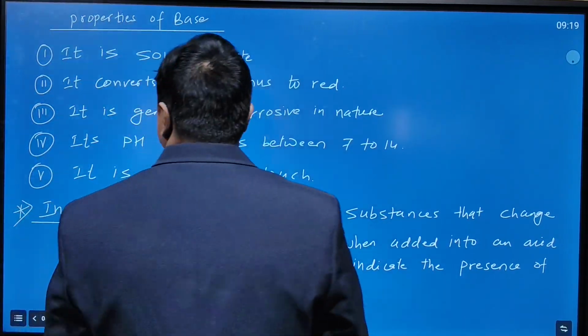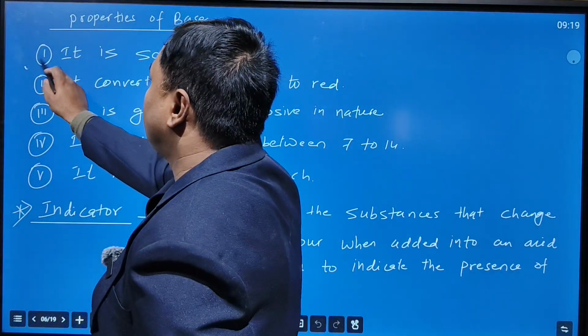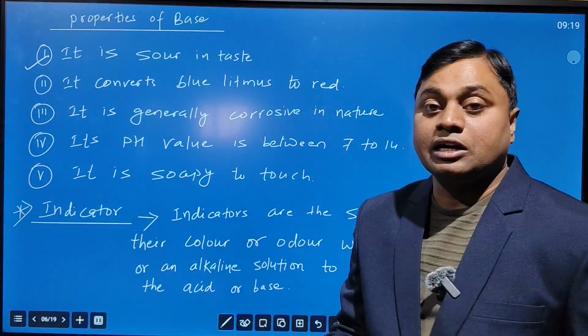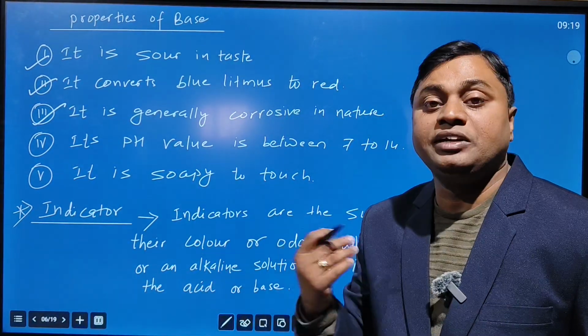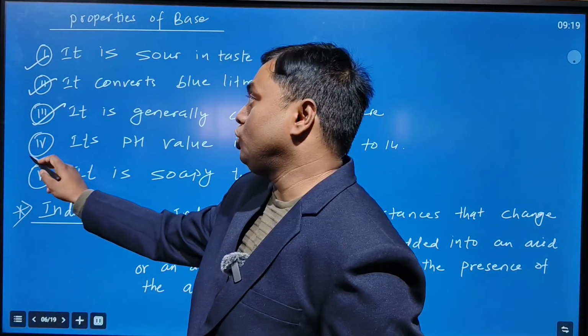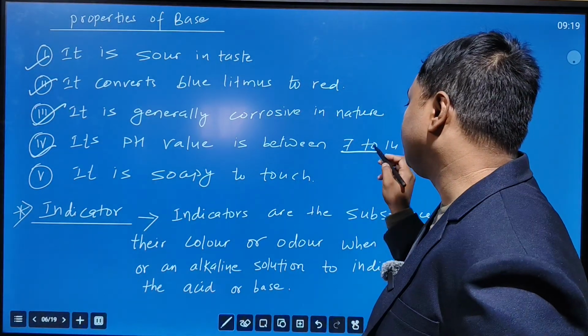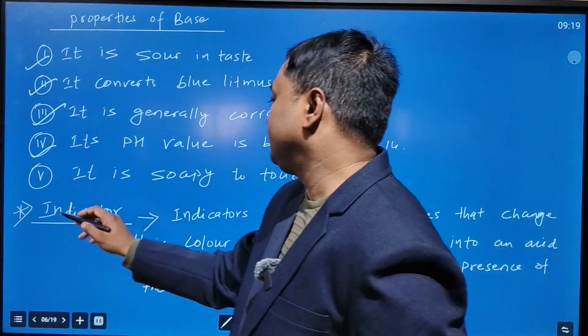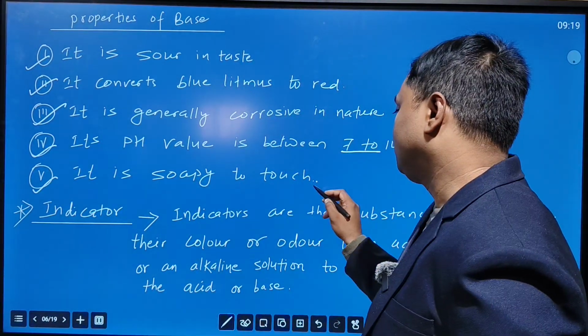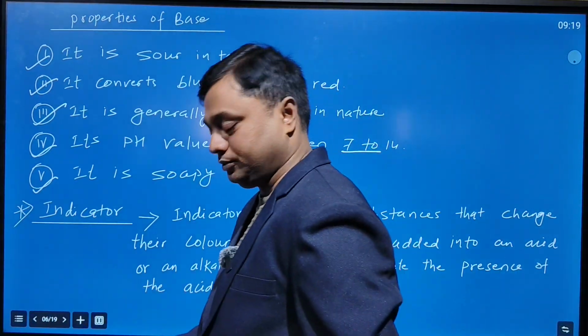When we talk about the properties of bases, it is generally sour in taste. It converts blue litmus to red. It is generally corrosive in nature. The pH value of a base is between 7 to 14, whereas acid is 0 to 7. It is soapy to touch. This is also a very important point.